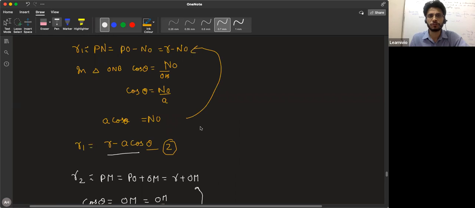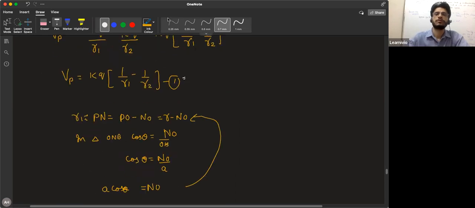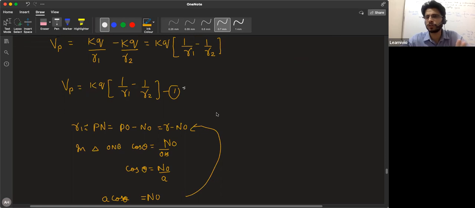Just note it down. You have written up to here, just note it down. Anshika, is this derivation clear? Potential due to a dipole. Yes, sir.